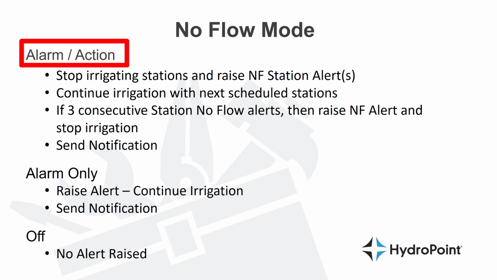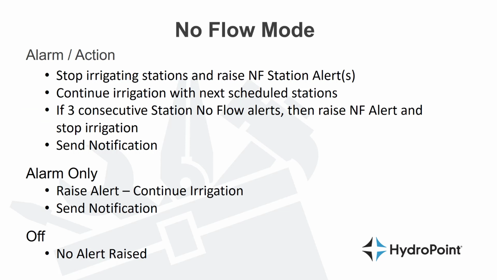If you select alarm in action, as soon as the controller measures a no-flow alert for a station, it will stop irrigating that station and move on to the next station in sequence. Then, if during irrigation 3 stations in a row measure no-flow alerts, then WeatherTrack assumes that there's a failure in a higher system component, like your backflow is shut off, or worse, your pump start is failing. To protect those higher system components, if 3 consecutive stations measure no flow, first we raise the alert, then we scrub all of the remaining scheduled irrigation for the night, which some people love and some people don't like.